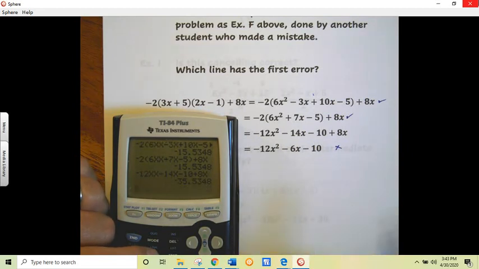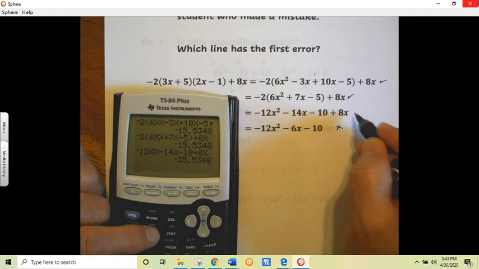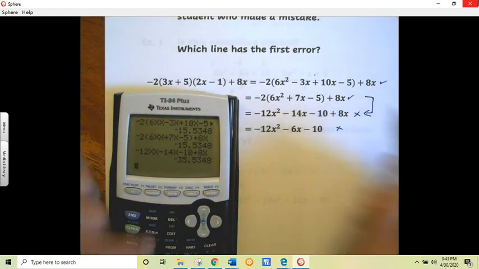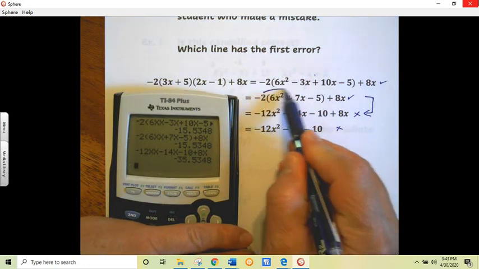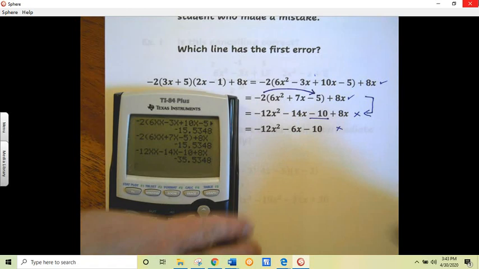And it doesn't look like I'm doing anything with my left hand here, but it keeps hitting this X key over and over again. And you can see that that's wrong. So the mistake was from here to here, and I can identify it for you here. Negative 2 times negative 5 does not give negative 10.